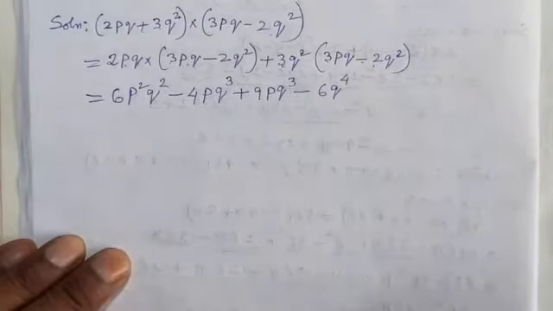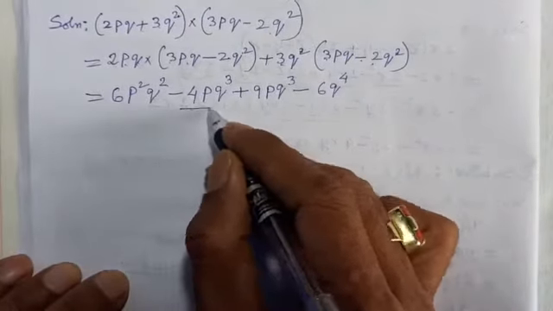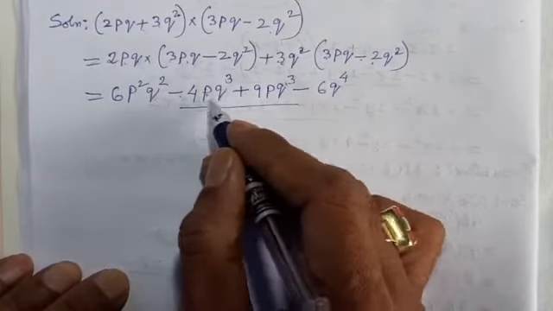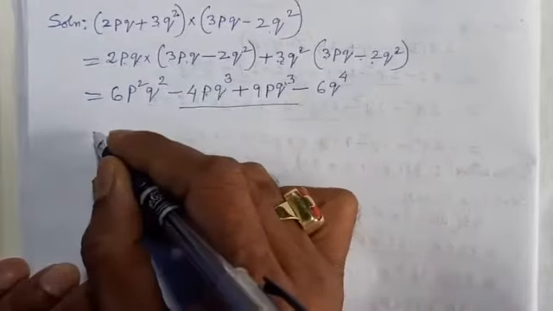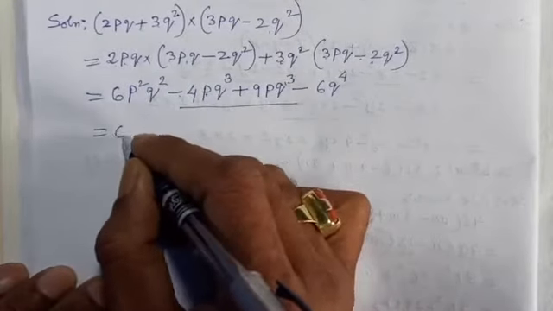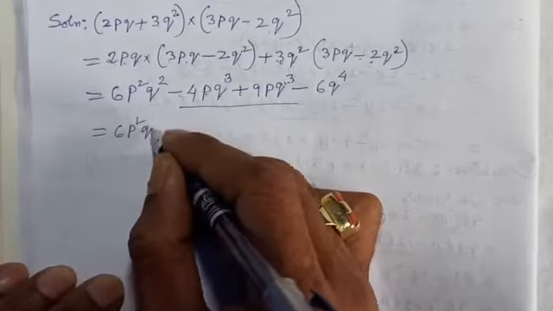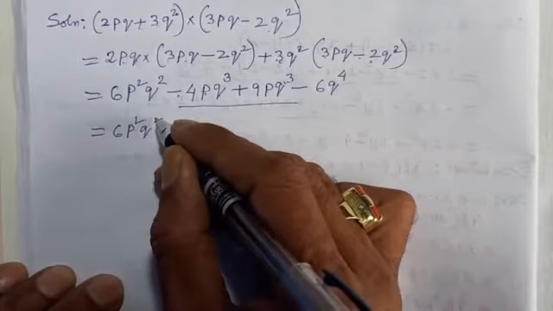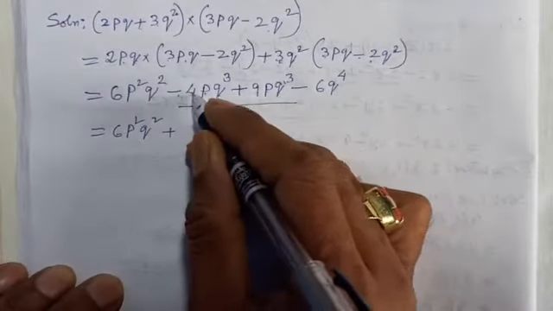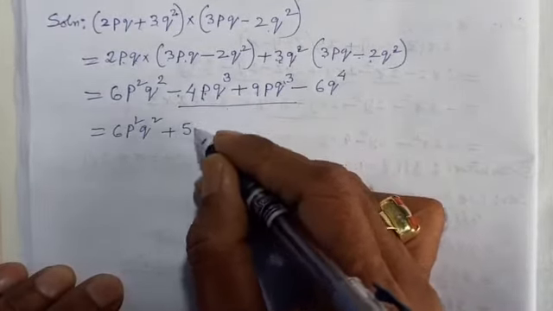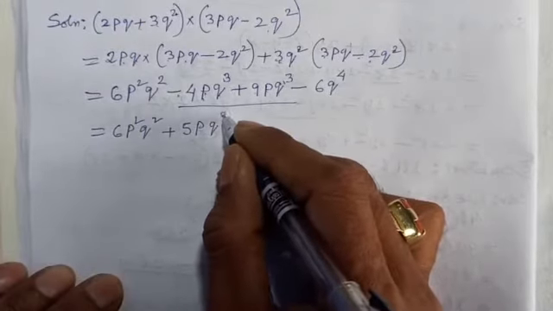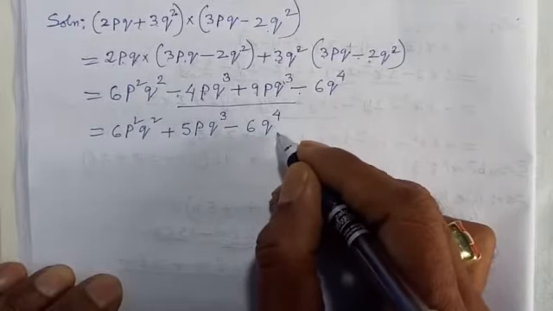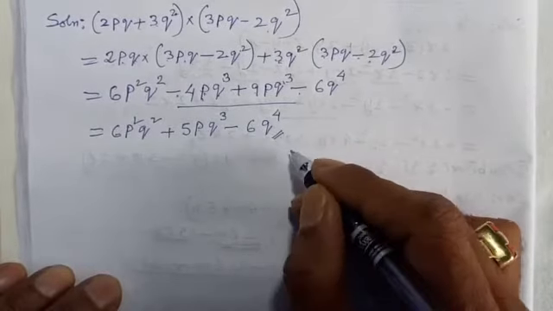Understand or not? Here we see that these two are like terms. pq cube, pq cube. So this is minus, this is plus. Since the signs are different, we have to subtract these two. First, let's write this 6p squared q squared. Here minus and plus, 9 is bigger, so keep the bigger sign, plus sign. From 9, if we subtract 4, we are getting 5. Then pq cube. Then minus sign, 6q to the power 4. Here, this is the answer.